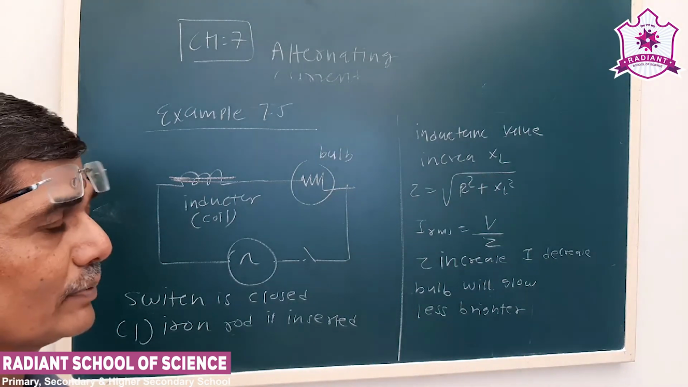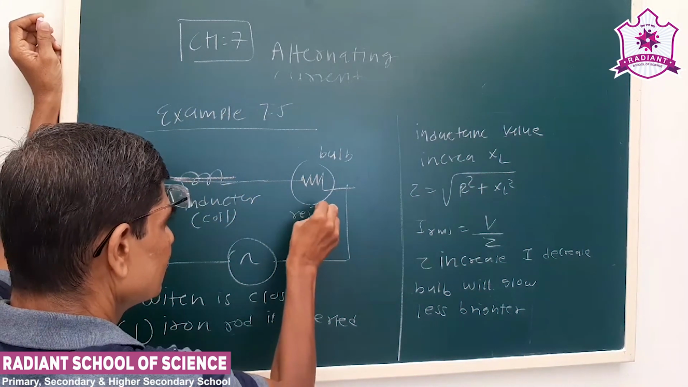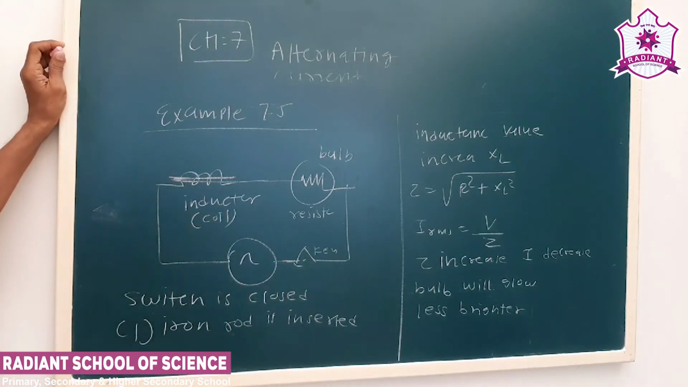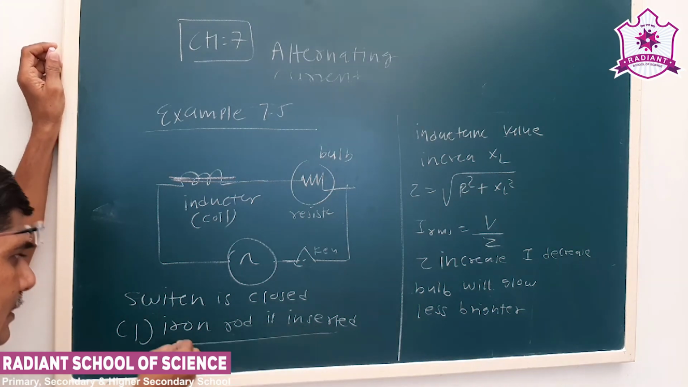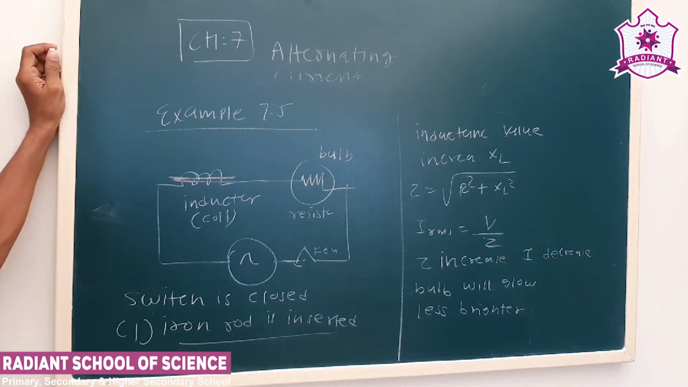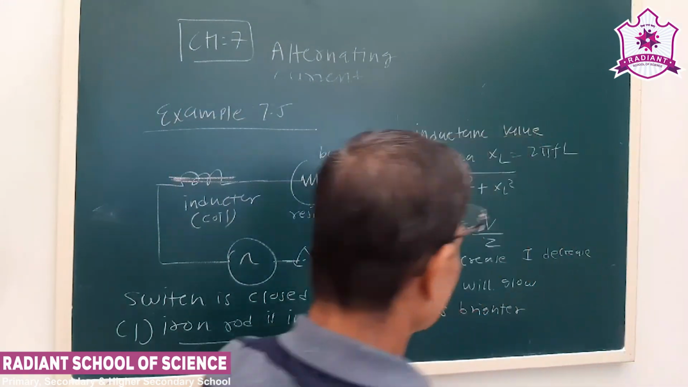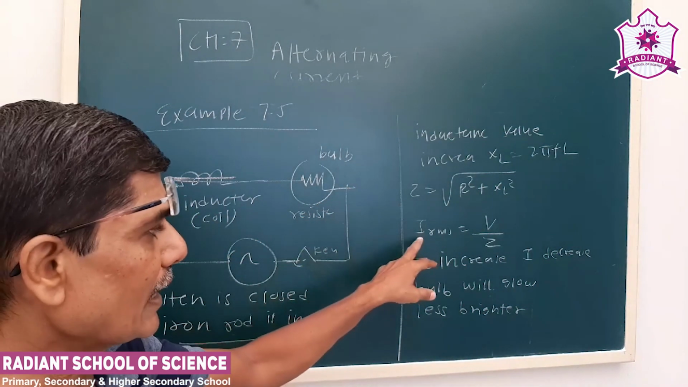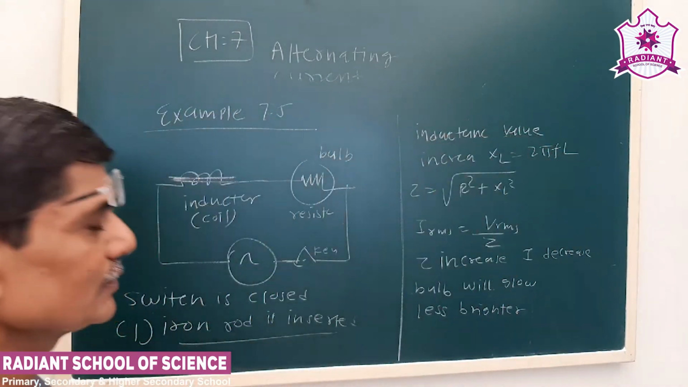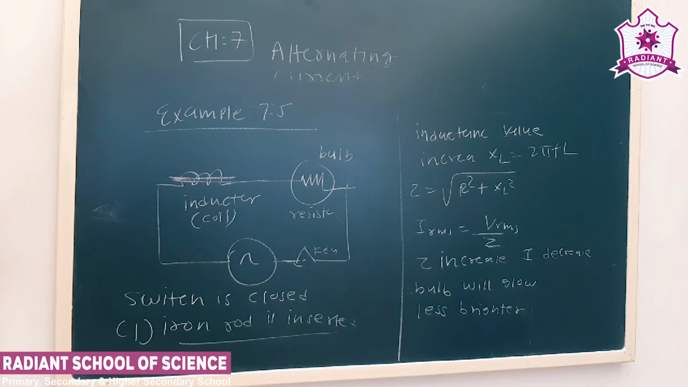So this is about example number 7.5. An inductor and a bulb are connected. The bulb is our resistor, connected with the AC source and a key. When the key is closed, naturally the current will flow. But when an iron rod is inserted inside the inductor, the inductance value increases. That's why the XL value increases, because XL is 2 pi F L. So the Z value will increase. IRMS is VRMS upon Z, so it is inversely proportional to Z, so current will decrease, and the bulb will glow less bright. So that is example number 7.5.